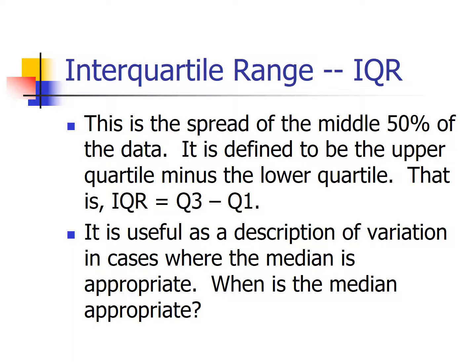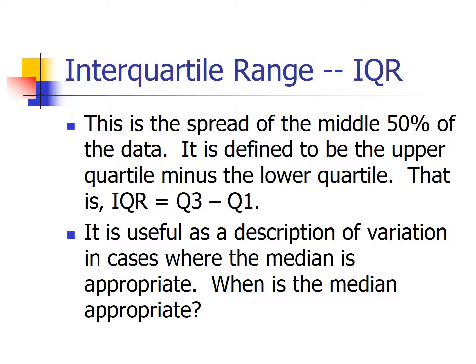Now, what do we do with the quartiles? Well, we could take the quartiles and create something called the interquartile range. The interquartile range is the spread, the distance, the range of the middle 50% of the data. It's mathematically defined as the upper quartile minus the lower quartile. That is, the interquartile range, often abbreviated IQR, is Q3 minus Q1.